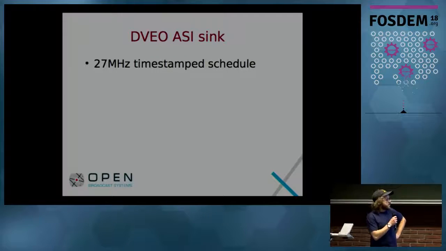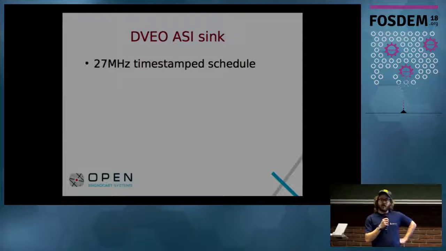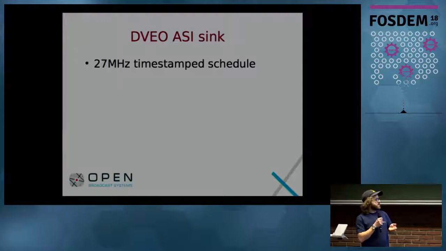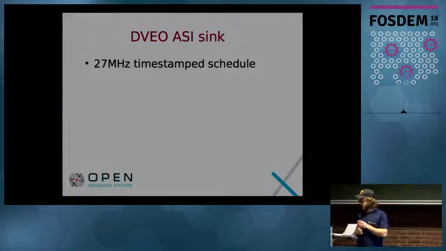We also added the ASI sink. ASI is a bit like SDI. It's a format for transmitting video. We already had a source module to receive the ASI signal, and we transmit it as a transport stream, for example. It's designed for MPEG-TS because it uses the same 27 megahertz clock.